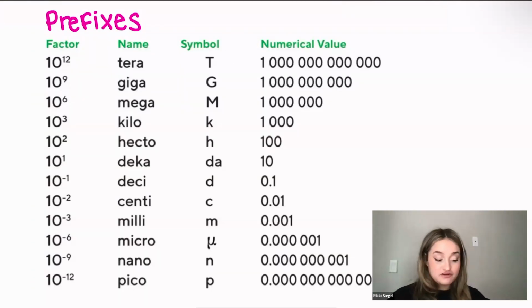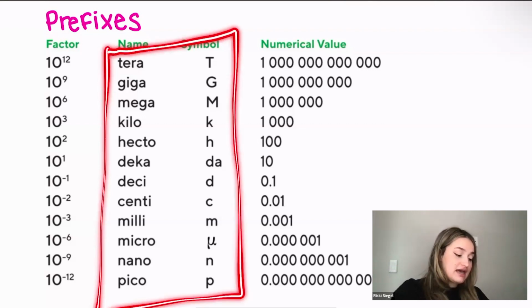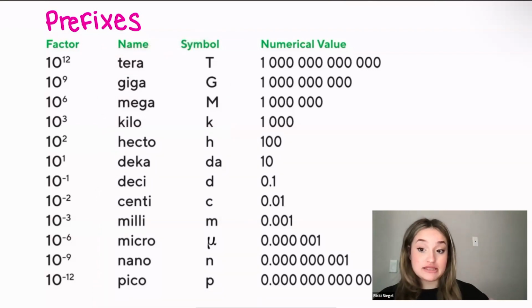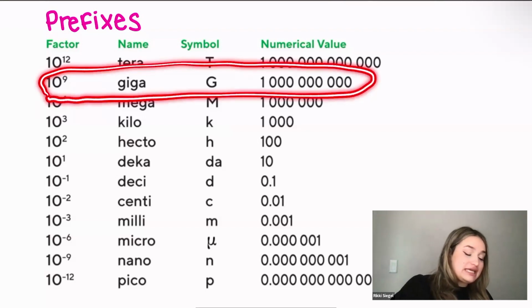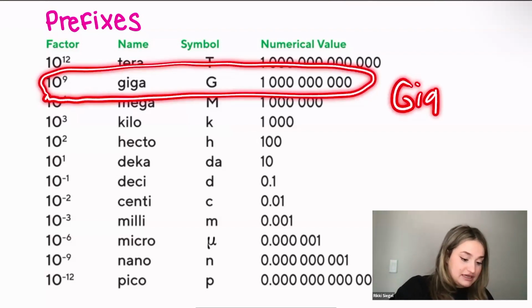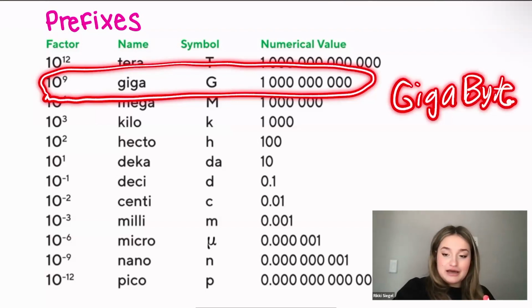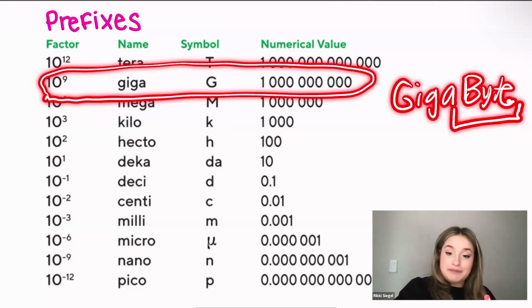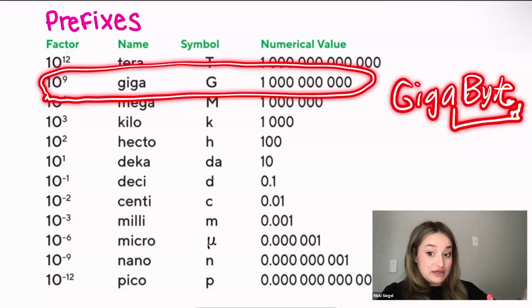Prefixes are going to be placed in front of any unit of measurement to represent something that is very big or very small. These are their names and symbols, and then their factors and numerical values that they represent. I'm sure that we have all heard of something called a gigabyte. Well, a gigabyte, byte is our base unit. Giga is just the prefix. There are 1 billion bytes in 1 gigabyte.